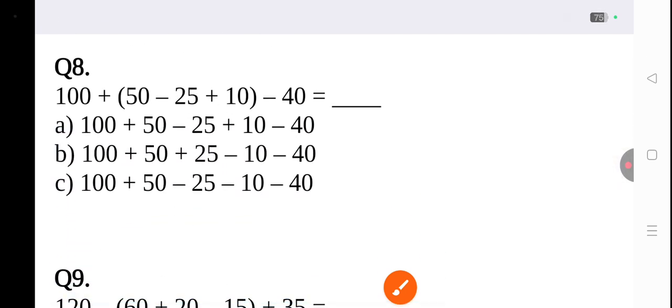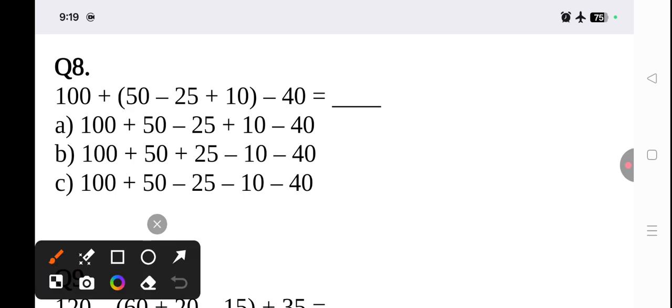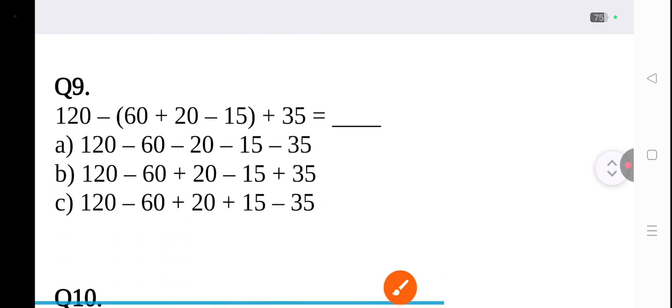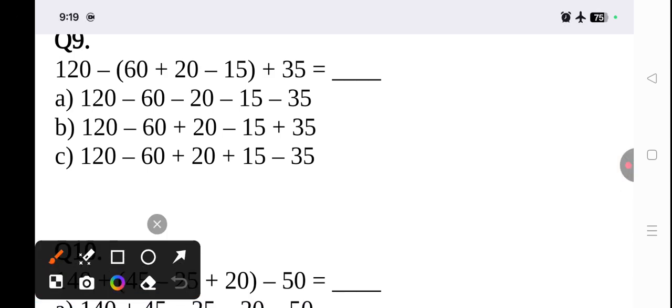One more example. Again there is a plus sign, so no signs will be changed here. Same signs, A part will be the answer, same with the same signs, right? Again just check, there is a minus sign outside, so minus 60 minus 20 and plus 15 will be there, plus 15 and minus 35. So here again in the C part there is a correction in your assignment as well. Please do this correction. 120 minus 60 minus 20 plus 15 minus 35. Okay, this is the correct option. This is the correct answer here.